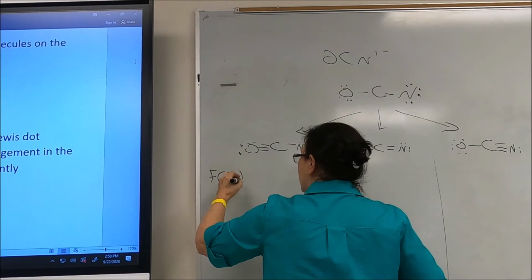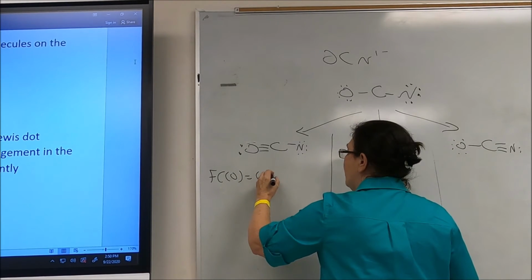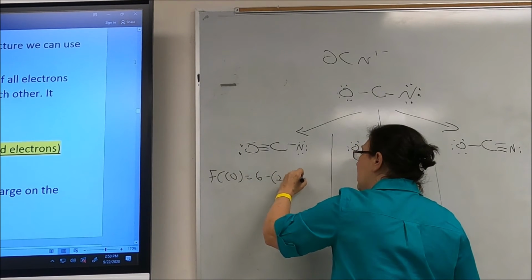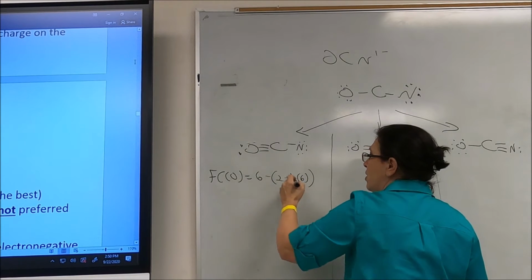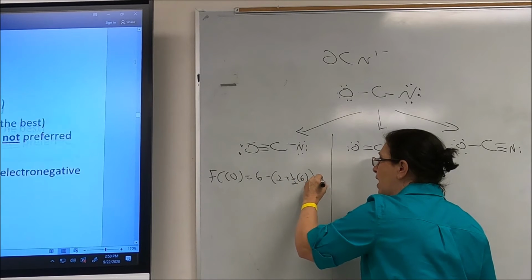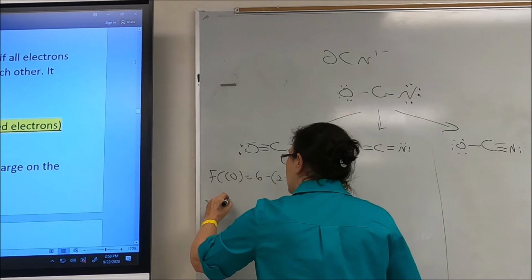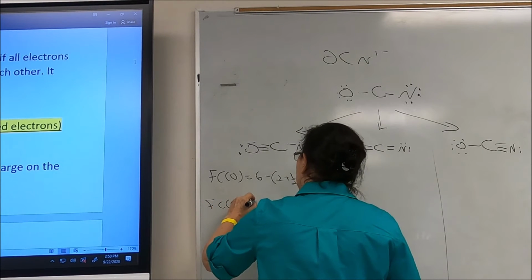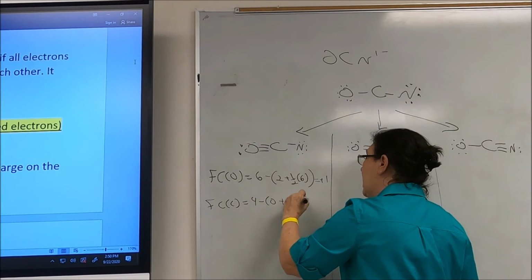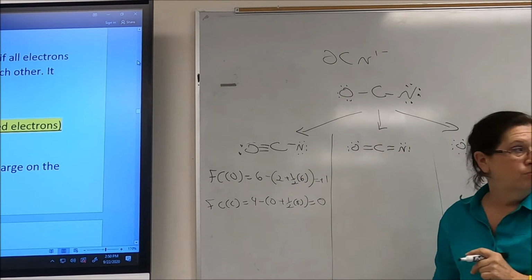Formal charge for oxygen. Well, oxygen has 6 valence electrons to begin with, okay? And it sees 2 in a lone pair, and it's seeing 6 in a bond. So 1/2 of 6 is 3, 2 plus 3 is 5, 6 minus 5 gives me a formal charge of 1. The formal charge for carbon here is 4 minus 0 plus 1/2 of 8. 1/2 of 8 is 4. 4 minus 4 is 0.